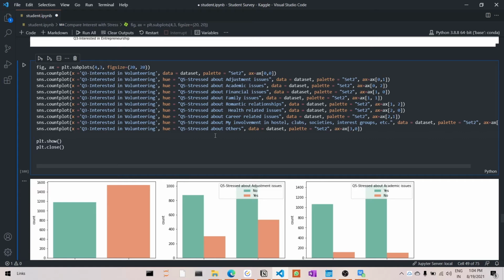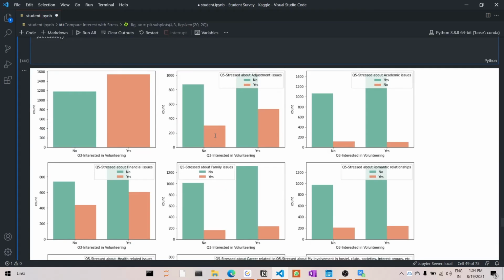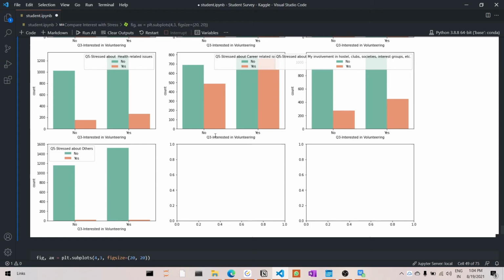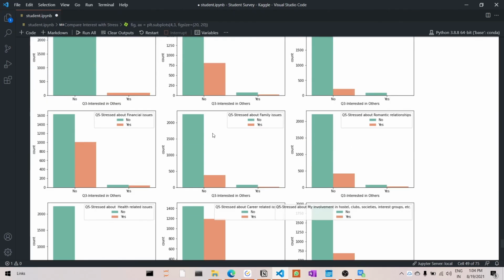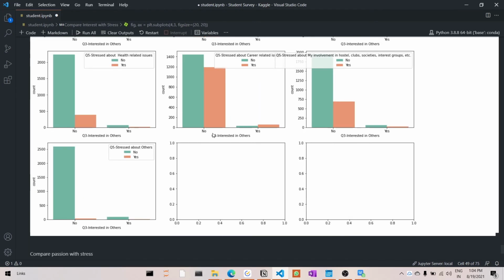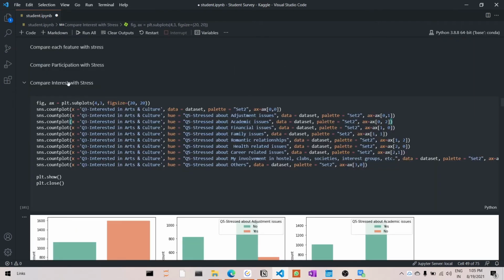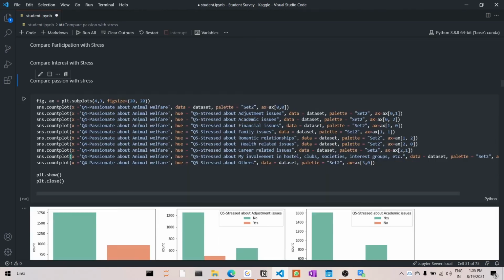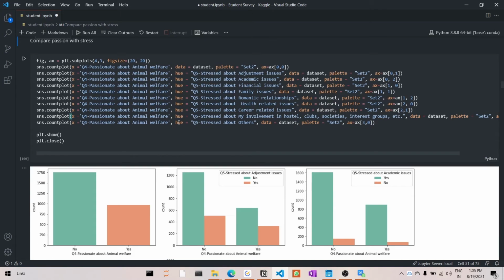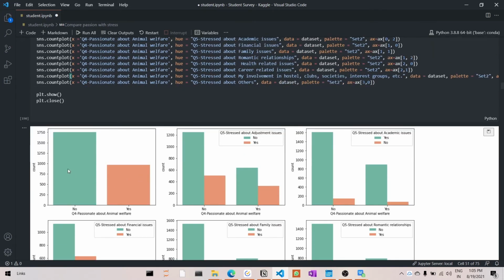Then interested in volunteering and the various stress. Interest in others, and various stress counts. So we just compared the various interests and the stress counts. Then we are going to compare the passion with stress. So we have different questions about passion and we have a stress count. So first is passionate about animal welfare. So you can see the different counts. So no count is higher and yes count is lower. When we are comparing with the different stress, this is the different count.